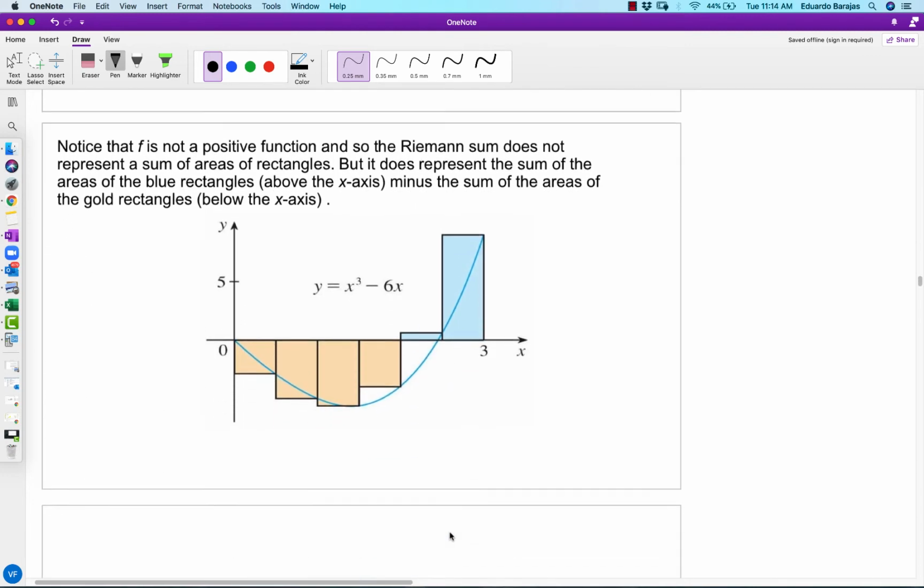Okay. Notice that f is not a positive function, and so the Riemann sum does not represent the sum of the areas of the rectangles, but it does represent the sum of the areas of the blue rectangles above the x-axis minus the sum of the areas of the gold rectangles below the x-axis. We get a net sum. When you think of areas in, say, geometry, area is always a positive number, right? So here we're identifying the rectangles that are below the x-axis as having a negative number.